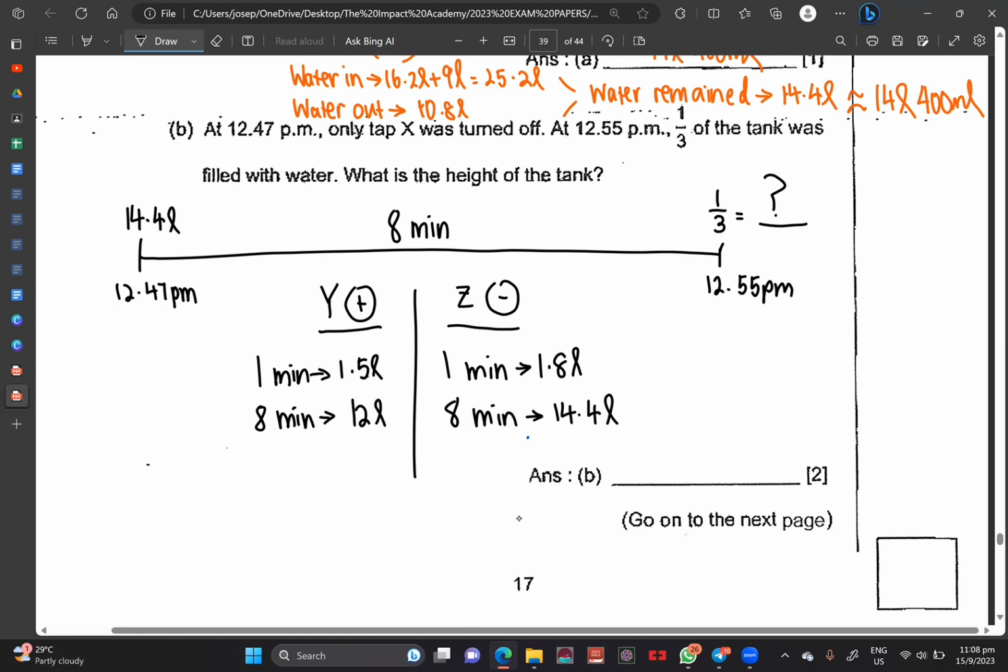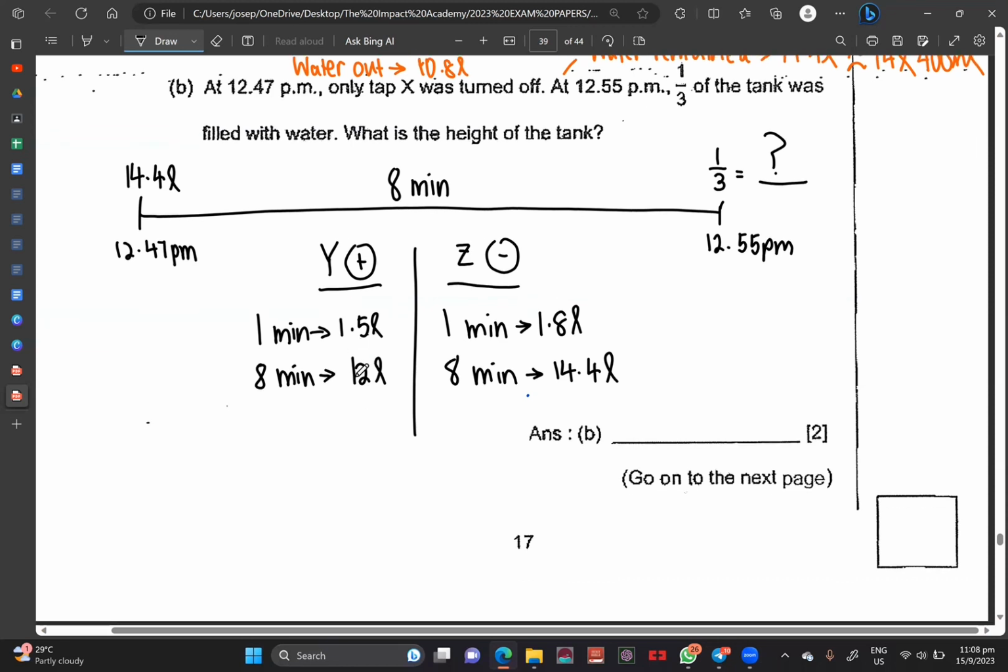I don't know if you have realized, but I want you to cast your eyes on Y. Y is giving 12 liters and Z is taking out more than what Y is giving. So that means I actually do not have more water, I actually have lesser water. But without Y, oh goodness, then I have to minus 14.4.